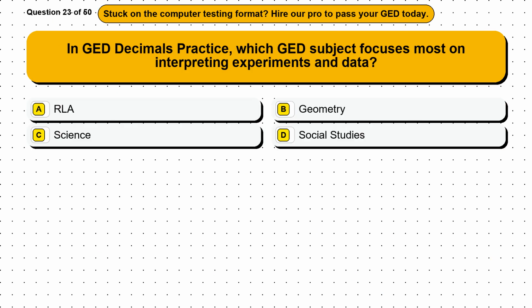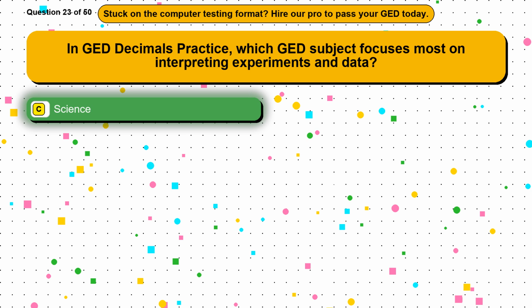Question 23. In GED Decimals Practice, which GED subject focuses most on interpreting experiments and data? Option A, RLA. Option B, geometry. Option C, science. Option D, social studies. The correct answer is option C.